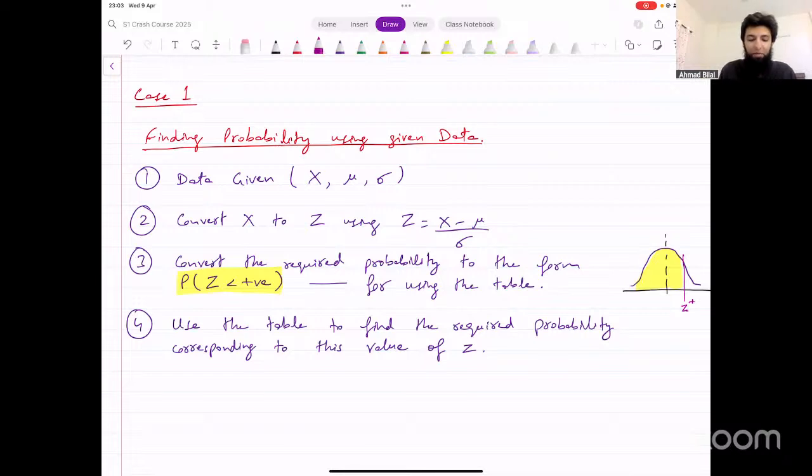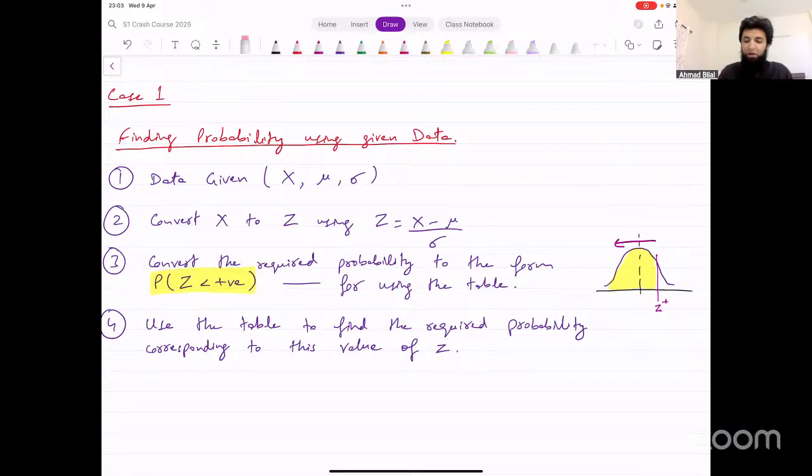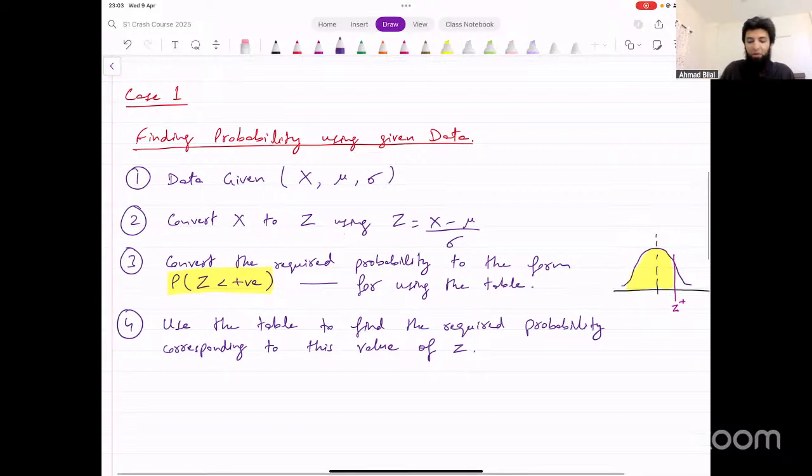But the table requires the probability to be in this format, that z has to be less than some positive number. Then you can find that probability. So the table only gives you the area to the left of a positive number. If it's not in that format, you have to convert it to this format first, before using the table. And then you use the table to find the probability. Okay, this is the easier type of problem that you see.